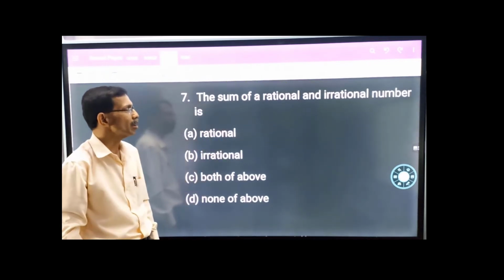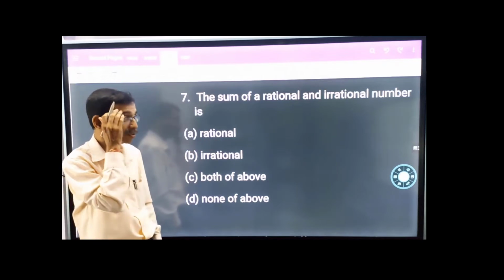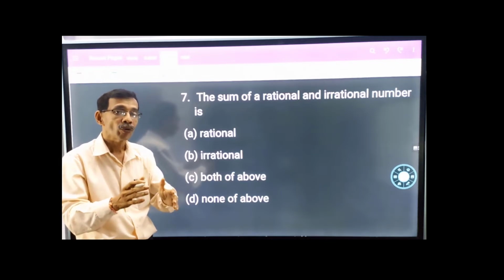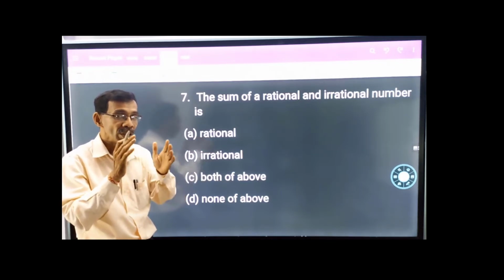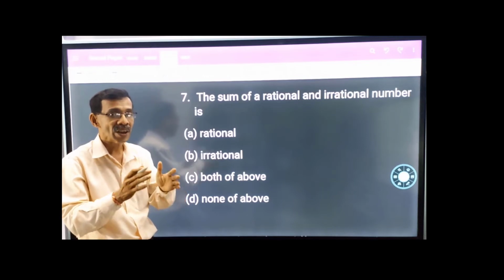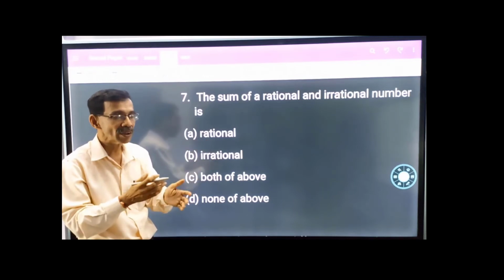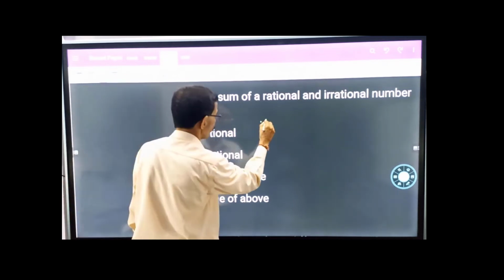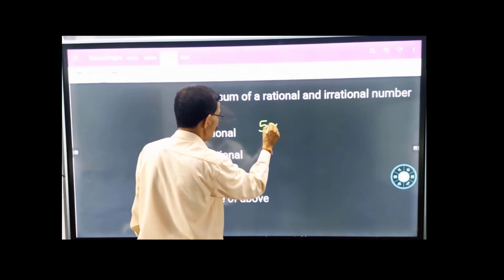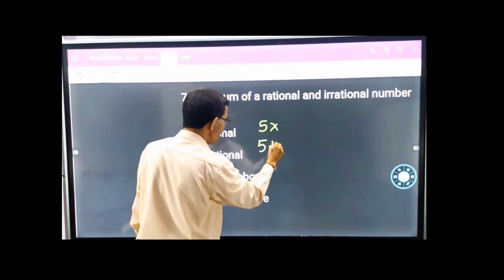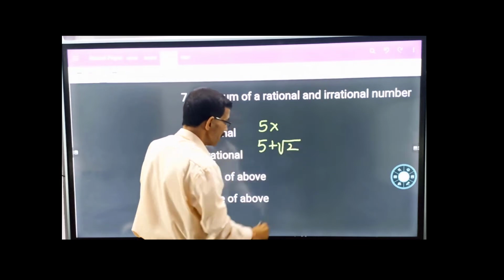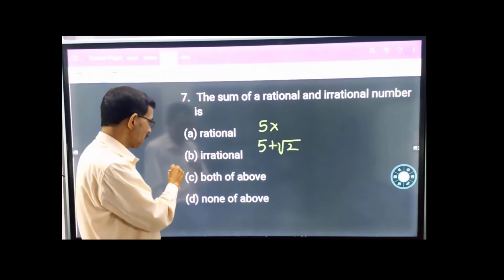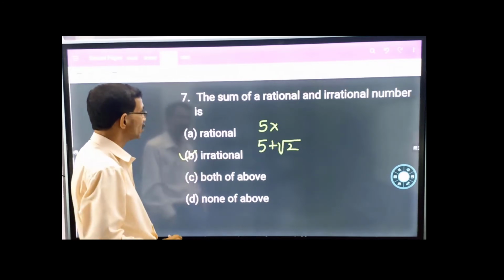The sum of a rational and irrational number is. So whether it is sum or product, you have to see if an irrational number is there inside, then overall it is an irrational number. For example, if I write 5 and add it with an irrational number, let's say root 2, the whole number becomes an irrational number, and therefore the correct answer is option B.